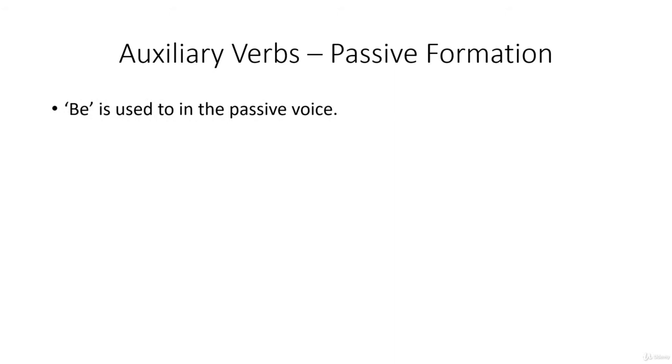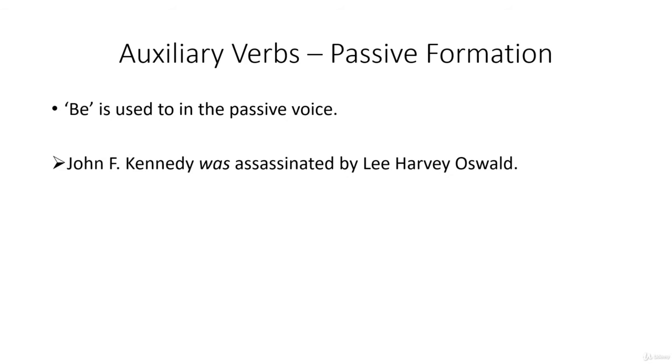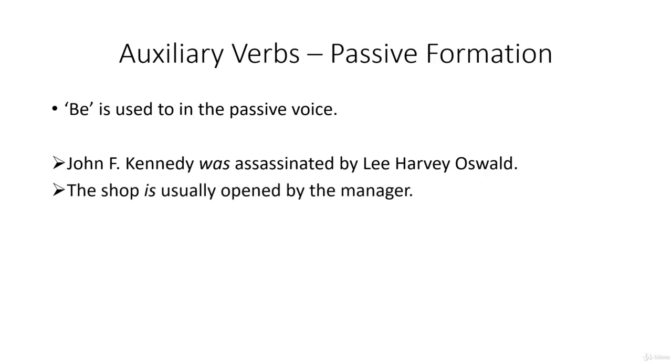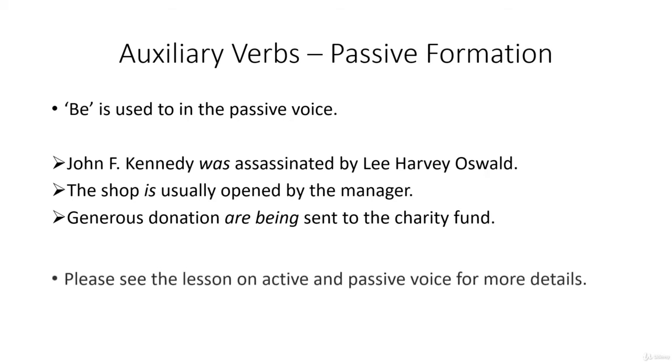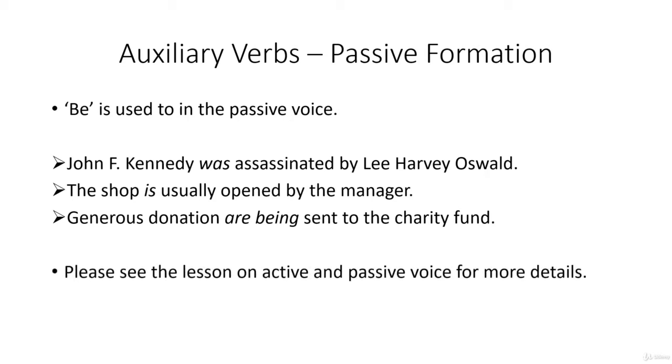When we look at the passive formation, we use the verb to be. John F. Kennedy was assassinated by Lee Harvey Oswald. The shop is usually opened by the manager. Generous donations are being sent to the charity fund. Now, for more information on active and passive voice, please see that lesson for more details. I would like to point out, though, that in using the passive voice, the verb to be has to be conjugated correctly for the subject, and you can see that in these examples.